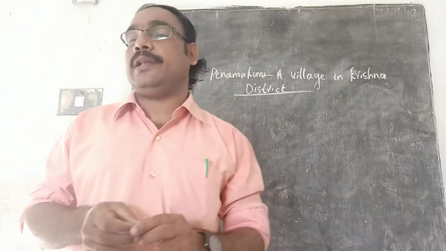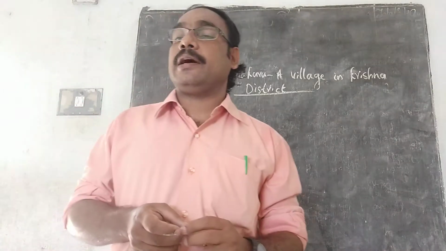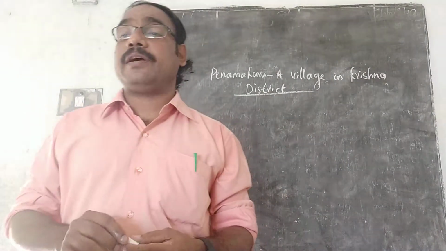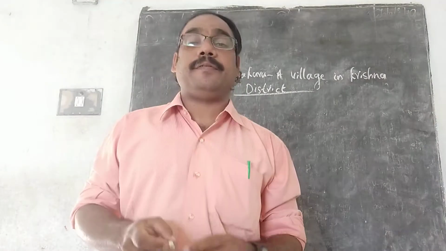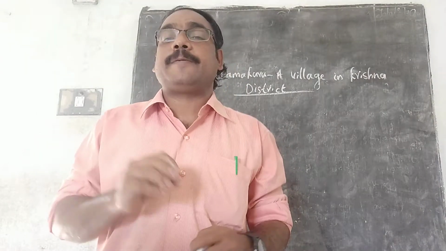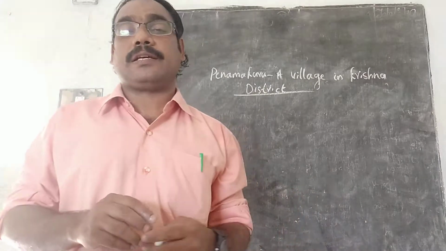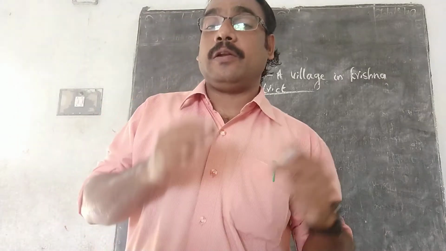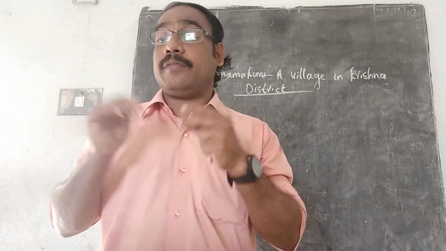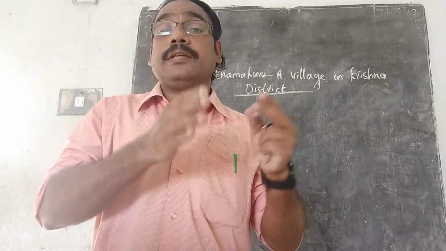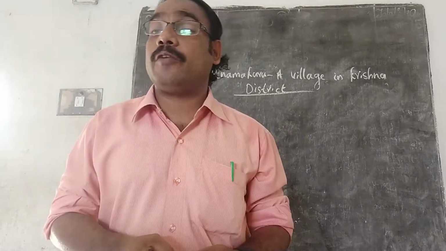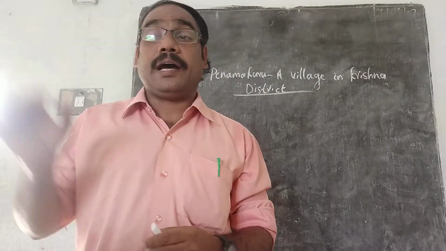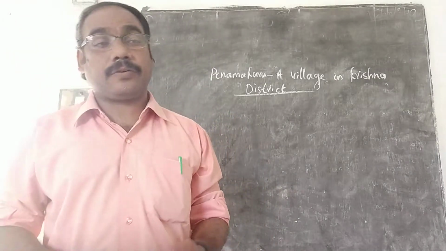Okay, so this Panamakuro village is near the bank of Bandar Canal, which takes off, which is starting from Krishna river at Prakasham barrage in Vijayawada. Prakasham barrage, it is very famous. You might have learned about it very well in the previous classes. Okay, so coming to the location of Panamakuro, it is located in the bank of which river? Krishna. So it is situated in the bank of Bandar Canal, which starts from the Krishna river at Prakasham barrage in Vijayawada.